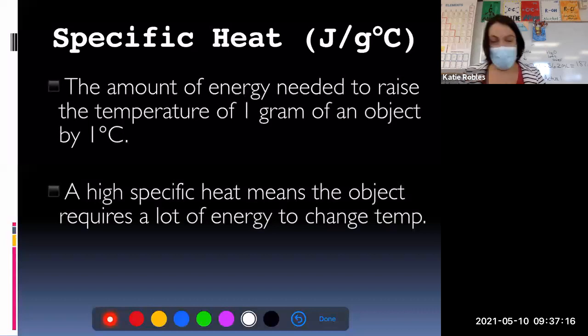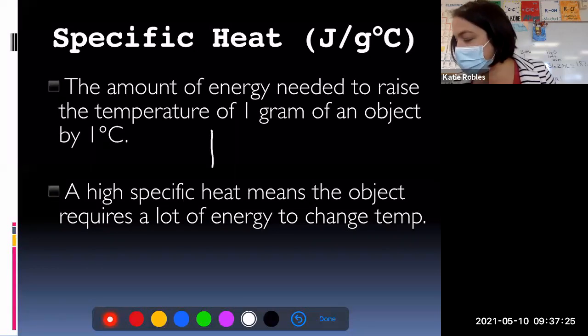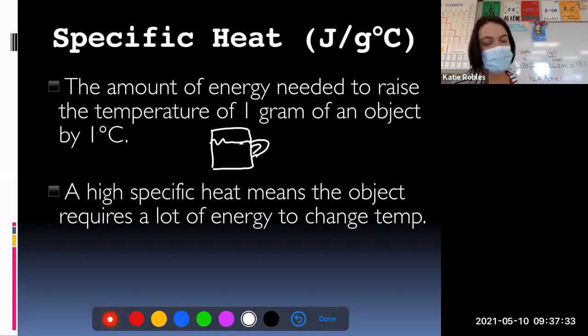Okay? A high specific heat means that the object requires a lot of energy to change the temperature. So I want you to think about a cup of coffee or tea or whatever it is. Cup of hot water, cup of boiling water. If you take a metal spoon and you put it in that boiling water, they're going to come to what we call thermal equilibrium, and they're going to have the same temperature. When you remove the metal spoon, you have this really hot water, and then you have this spoon next to it. The spoon cools down really quickly. The water stays hot. Everybody can imagine this scenario.